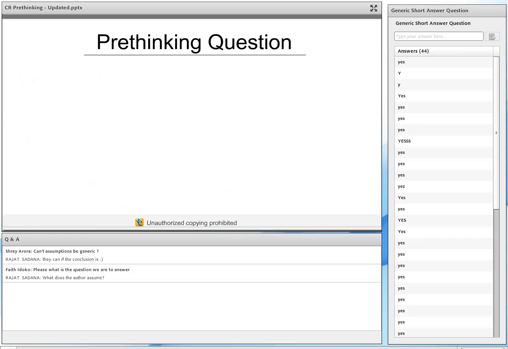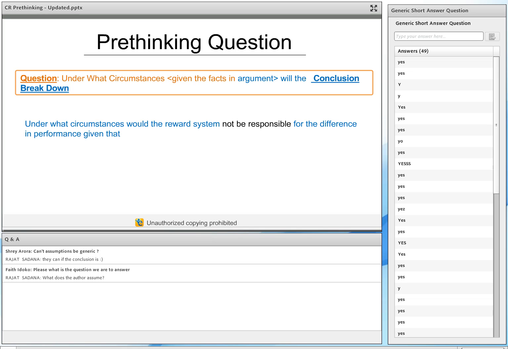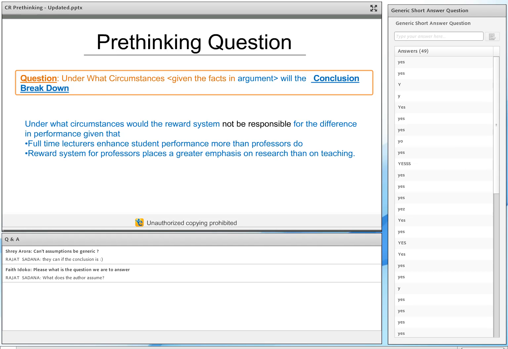So let's move forward. What's our pre-thinking question? The pre-thinking question very simply is, under what circumstances, given the facts in the argument, will the conclusion break down? Which means, under what circumstances will the reward system not be responsible for the difference in performance between tenured faculty and lecturers, given that full-time lecturers enhance student learning more than professors do, and the reward system for the professors places greater emphasis on research than on teaching. Now remember, what we are trying to figure out is a way in which we would not blame the reward system. That's all that the author cares about.